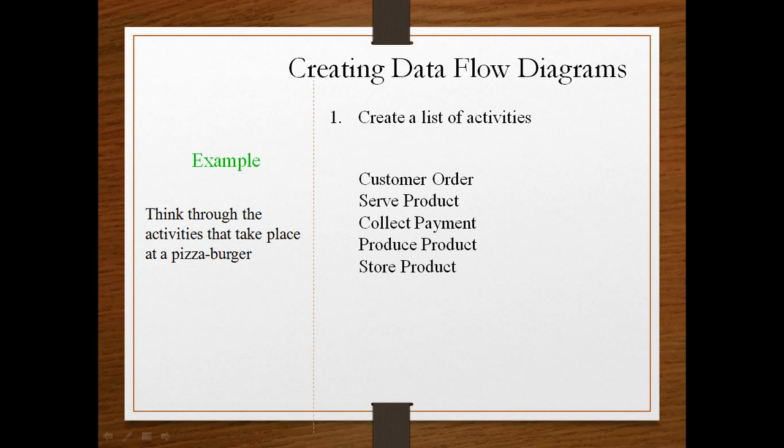So let's start with the first step. Think through the activities that are going to take place at the pizza burger stand. Your customer is going to come to your pizza burger stand and order a pizza or burger. Then after ordering, you are going to serve the pizza or burger. Third, you're going to collect the payment for your product. You're going to produce the product, make the product, and store the product. So there are 5 activities listed here.